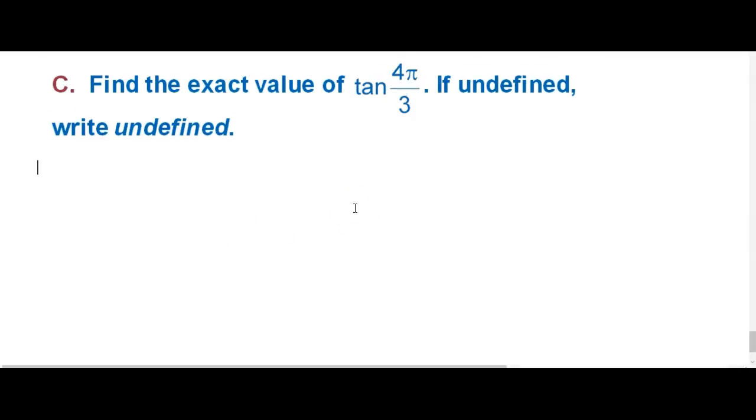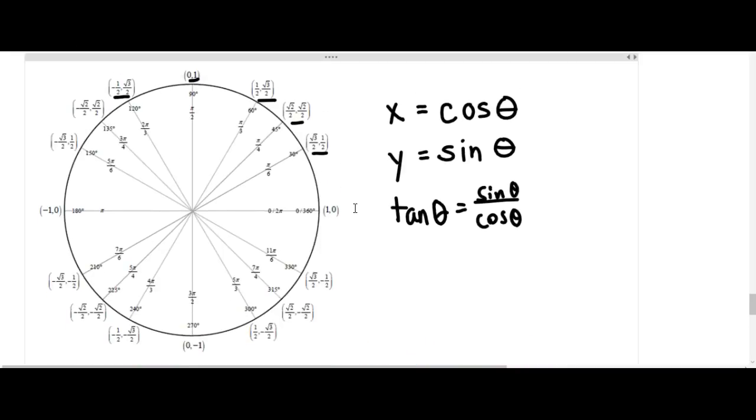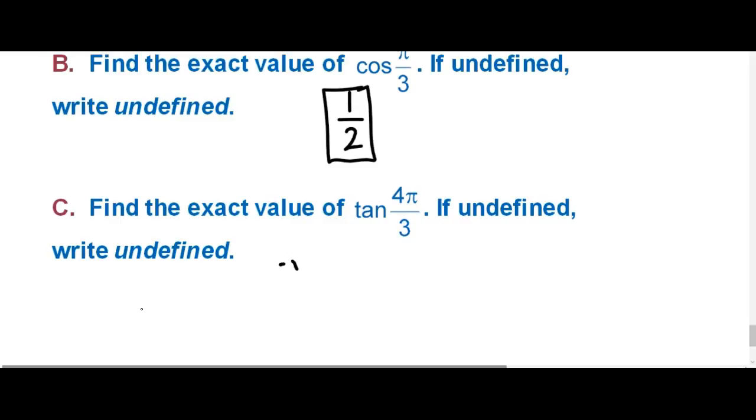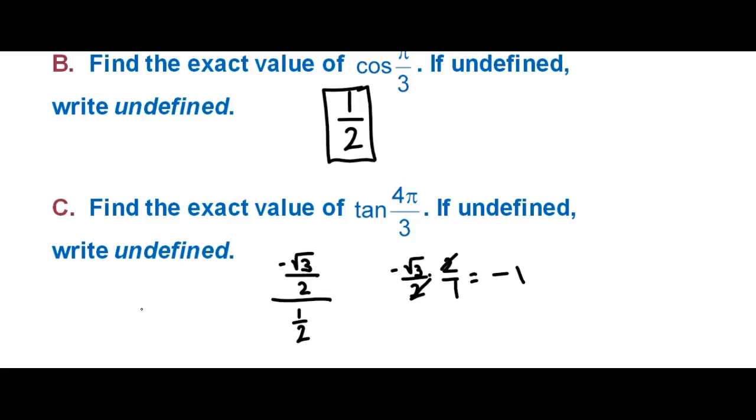Now we're trying to find the tangent of 4 pi over 3. So 4 pi over 3 would be right here. So the tangent is going to be the sine over the cosine. So we're going to take negative root 3 over 2 divided by negative 1/2. Let's flip the fraction, and we get negative root 3 for our tangent of that angle.